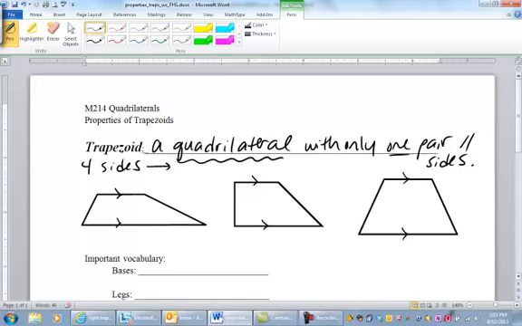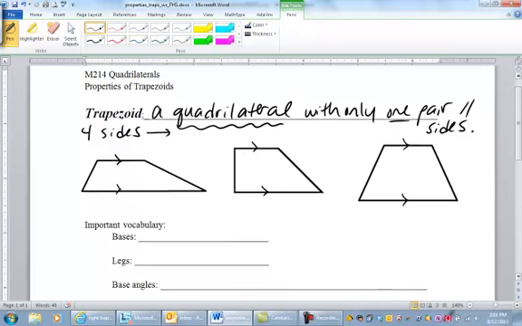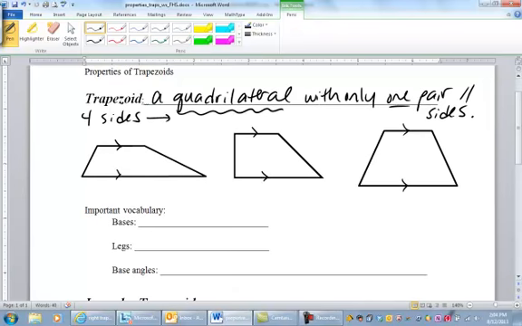And there is some important vocabulary that goes along with trapezoids as well. Those parallel sides, all those sides that we labeled with little arrow marks, those are called the bases. Those are the parallel sides. And there's always 2 of them in a trapezoid because there's always 2 sides that are parallel. The legs, well, what do you think the legs are going to be? They're the other 2 sides. They're not parallel sides.